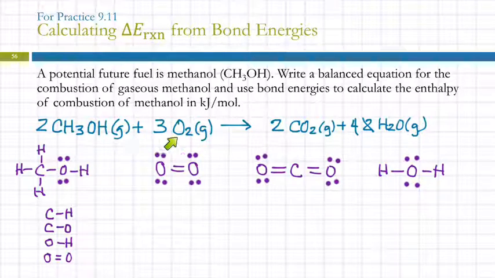We have 3 moles of oxygen. Each mole of oxygen has 1 mole of double bonds. So that means I have 3 moles of oxygen double bonds. So 3 times that. How many moles of oxygen-hydrogen bonds do we have in 2 moles of methanol? 2. Because each molecule has 1 of those bonds. So if we have 2 moles, we're going to have 2 moles of bonds.